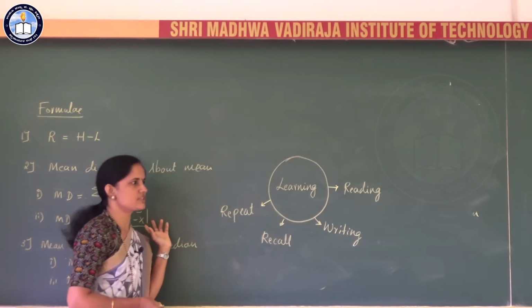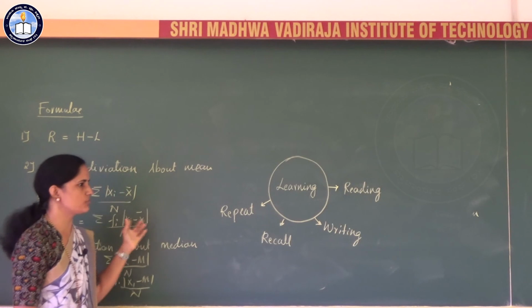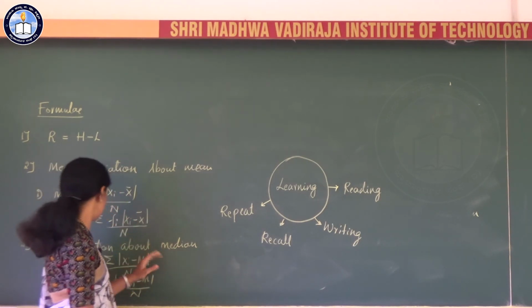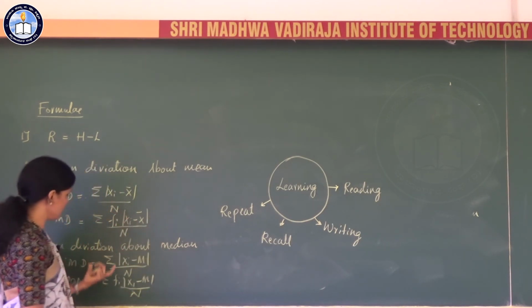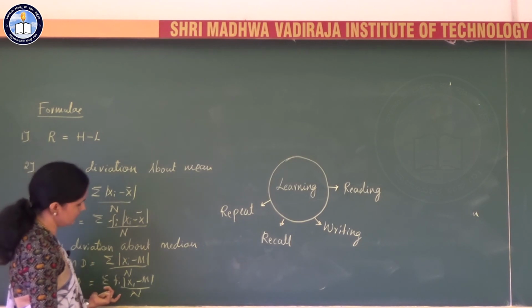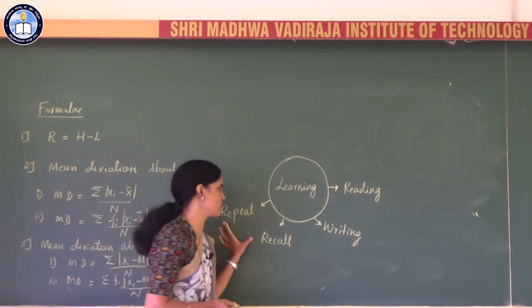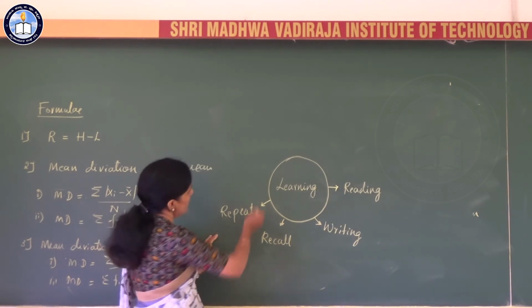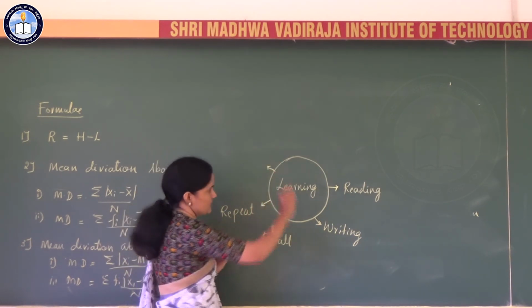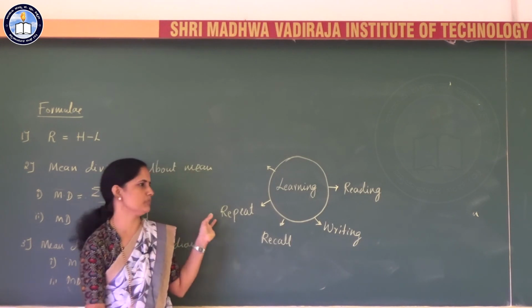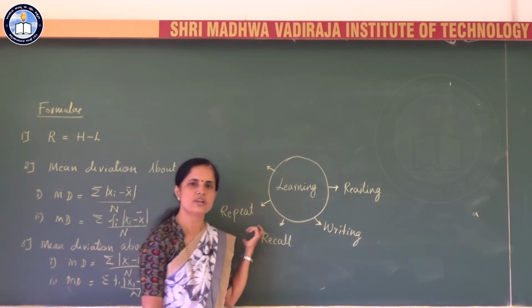As related to this chapter, if you can't remember how to find the mean deviation about the median, then you must go to this formula again, recall it again and point it out again, and then go to the next concept. Repetitions. And another important thing is revision.